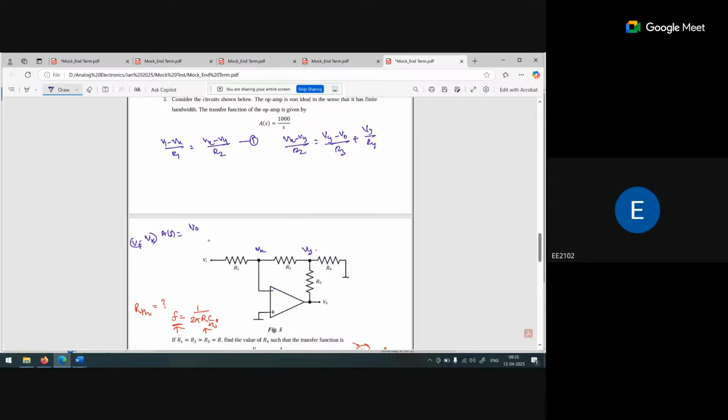Okay, and V positive is 0 because it is connected with ground. So minus Vx times As is equal to V naught. So Vx is nothing but minus V naught by As. Okay, so we are calculating Vy here. So Vy is what? These two R cancel out. So Vy is equal to 2 times Vx minus Vi.